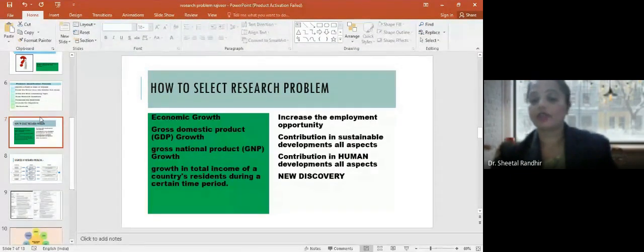It must give the contribution, although we are from different multidisciplinary fields, we are from various fields. Our topic must give contribution to sustainable development in all aspects, in all dimensions. Our research must give contribution to human development in all its aspects. And our research must be a new discovery.